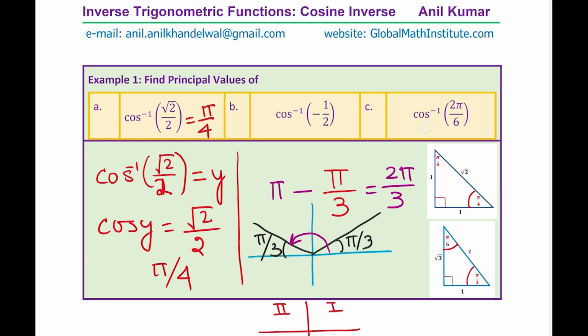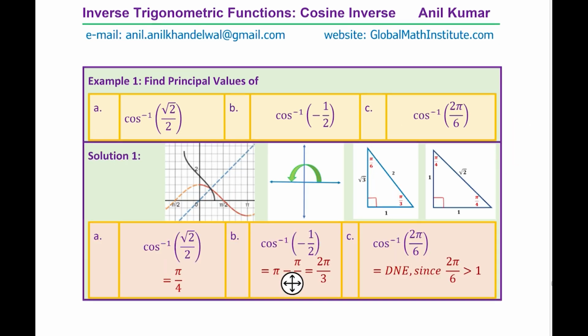Now let's look into the next one, which is cos inverse of 2 pi by 6. Now, what is 2 pi by 6? Well, 2 pi by 6 is greater than 1. As we know, the domain should be between minus 1 and plus 1. It cannot be greater than 1, and therefore this value does not exist. Does that make sense to you? So I hope this concept is clear.